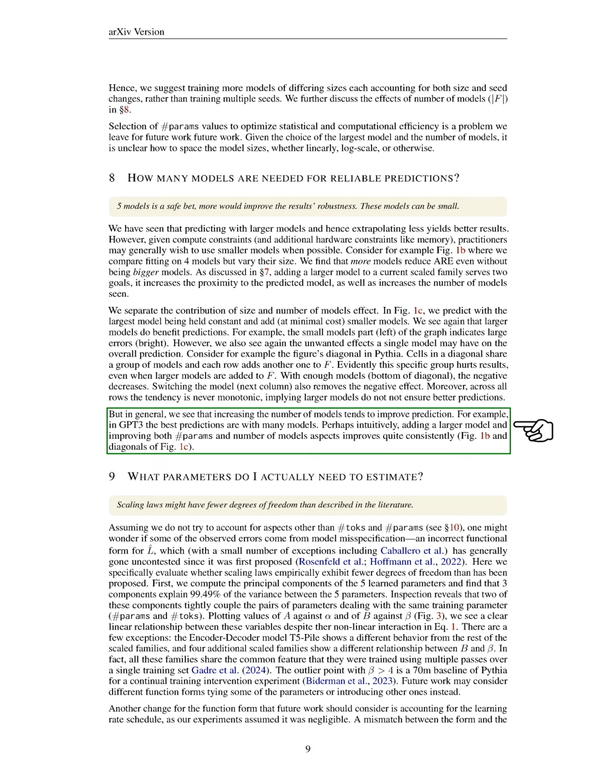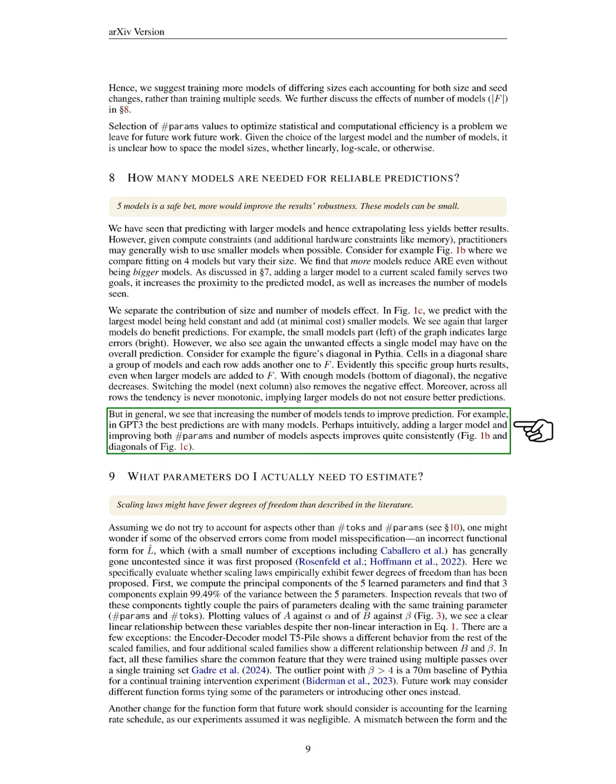Our analysis shows that 2 of these components are closely linked to pairs of parameters related to the same training aspect. When we plot certain parameter values against each other, we observe a clear linear relationship, even though there are nonlinear interactions in our equations. However, we note some exceptions. The encoder-decoder model T5-pile behaves differently from other scaled families, and 4 additional families show a distinct relationship between 2 specific parameters. These outliers share a common trait of being trained with multiple passes over a single dataset.